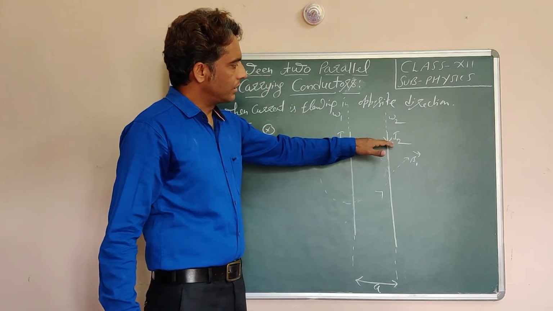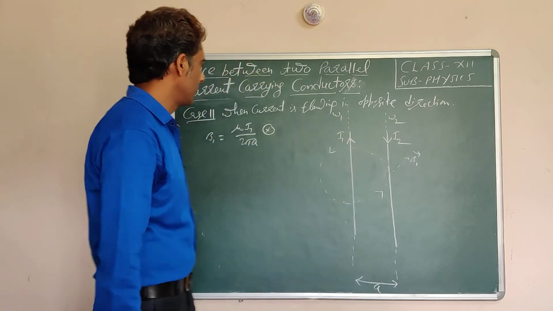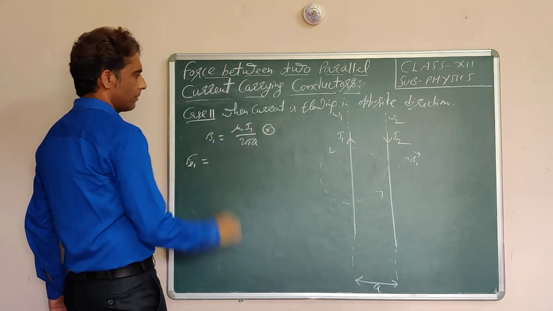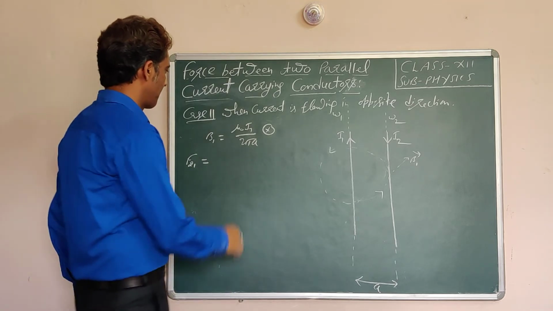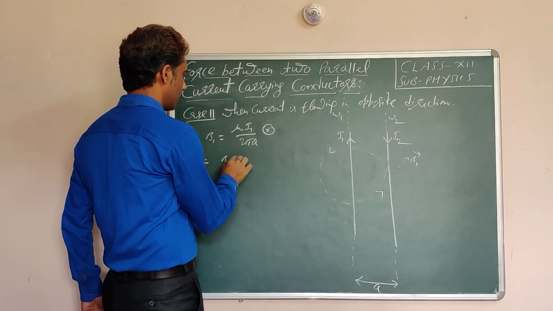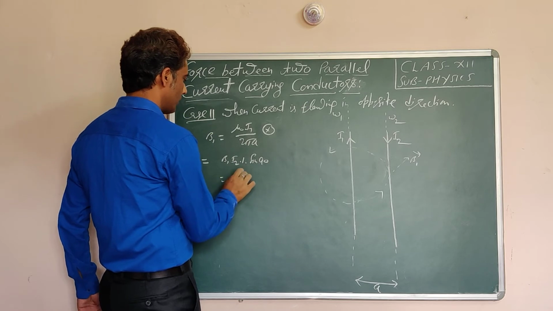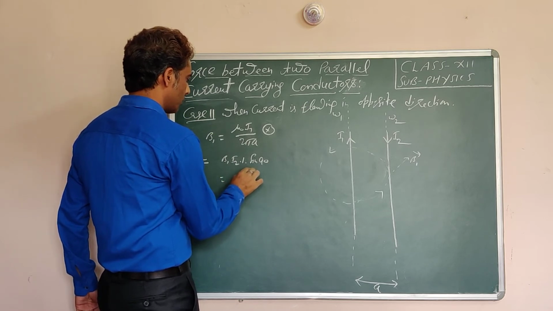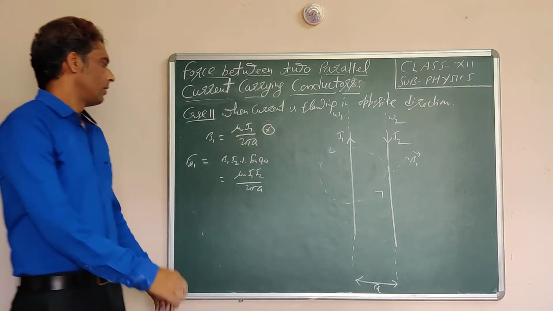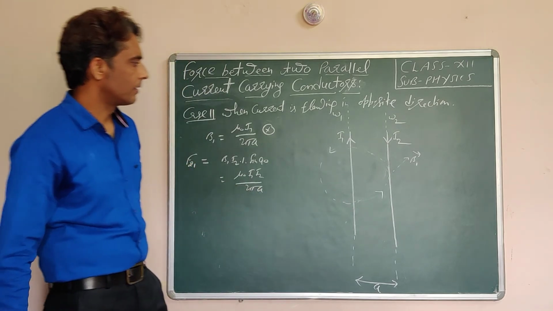Now this conductor will experience force due to this magnetic field. So again, force per unit length will be equal to B1 I2 l into sine of 90, that is equal to mu naught I1 I2 over 2 pi a. But now what will be the direction of this force F21?